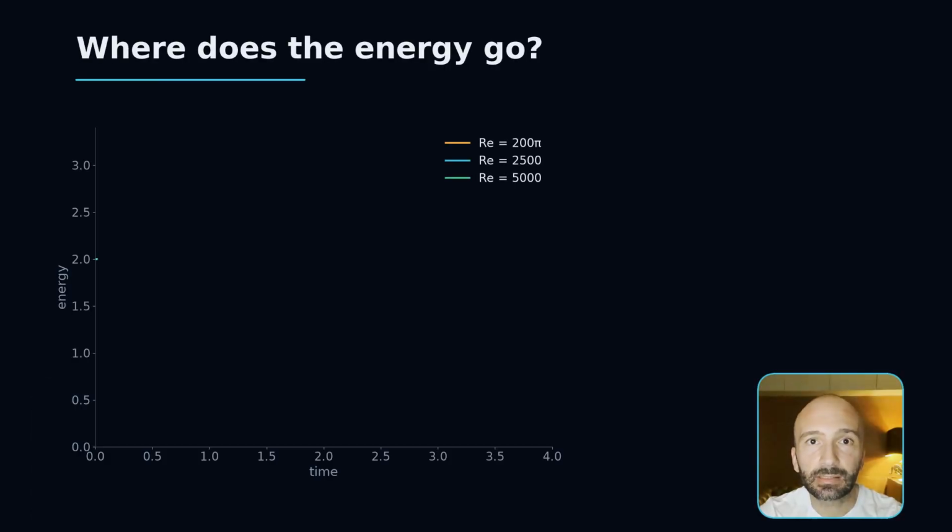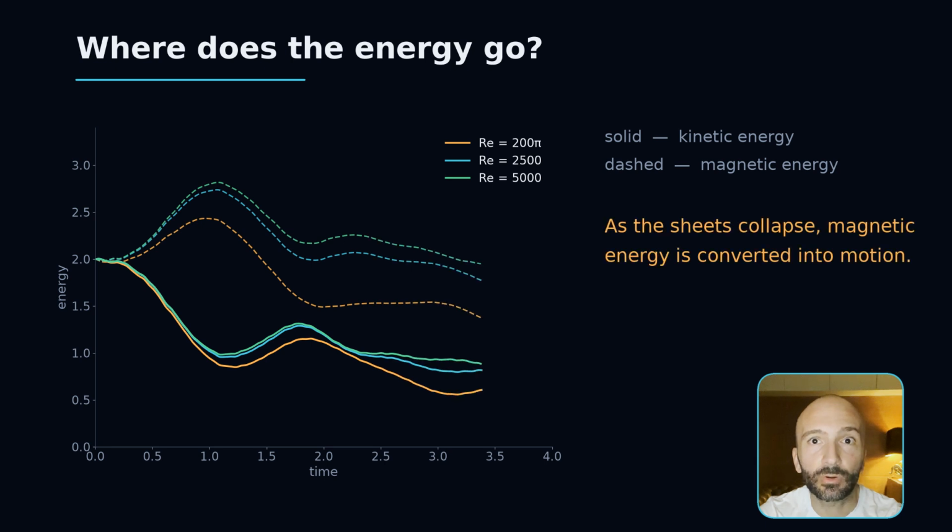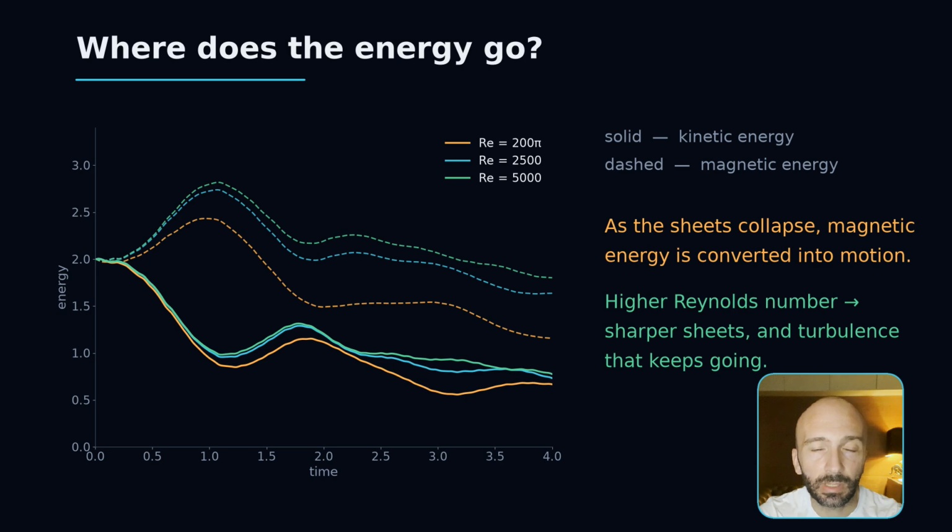The energy tells the story. Magnetic energy builds as the field is stretched, then collapses, and the sheets reconnect, converted into motion. The higher the Reynolds number, the sharper the exchange, and the longer the turbulence keeps going.